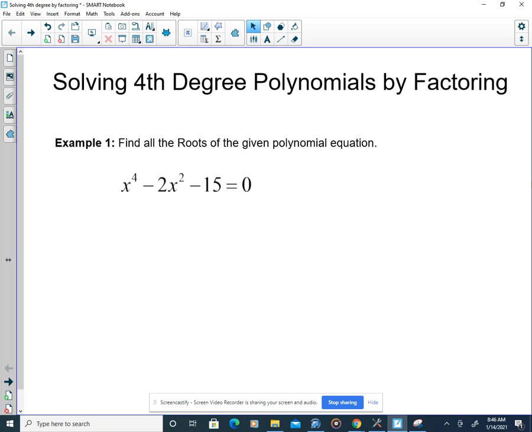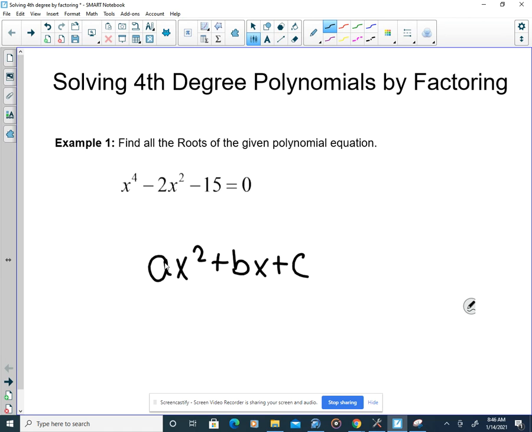Hello. So we recently learned how to factor a fourth degree trinomial in the form ax squared plus bx plus c. What we're going to do today is take this a step further. We're going to solve fourth degree trinomials by factoring that are in this form: ax squared plus bx plus c equals 0.